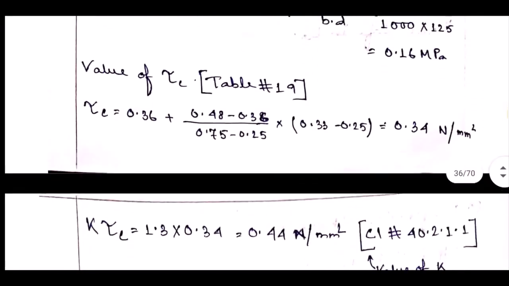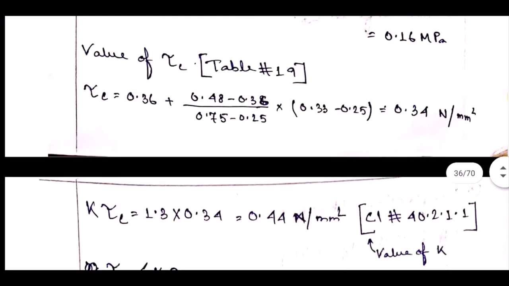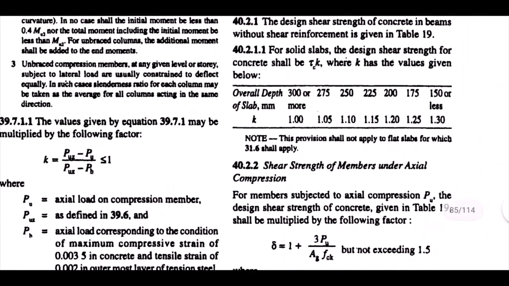Now in case of slab, we have to multiply a factor K with the tau C value to find out the design shear strength. The K value we can get from clause number 40.2.1.1, so let's check this clause. Now look, clause number 40.2.1.1 of IS 456 2000, for overall depth. For a solid slab, the design shear strength of concrete shall be tau C into K, where K has the values given.